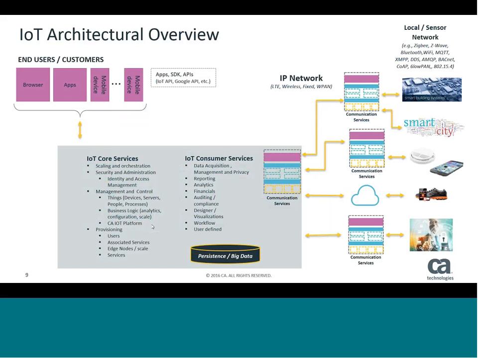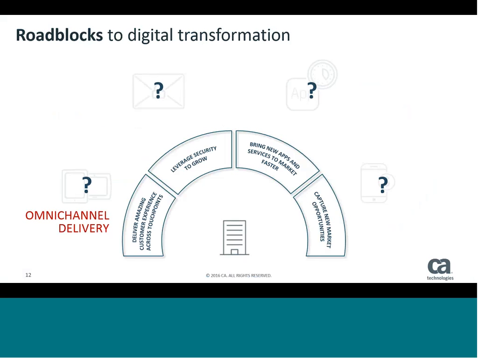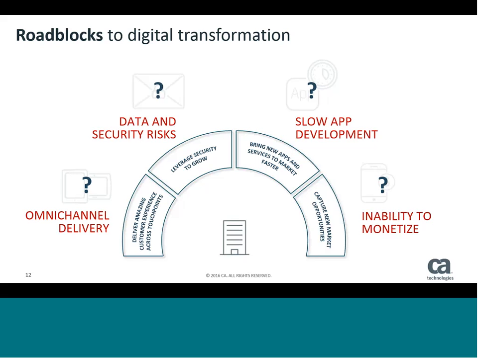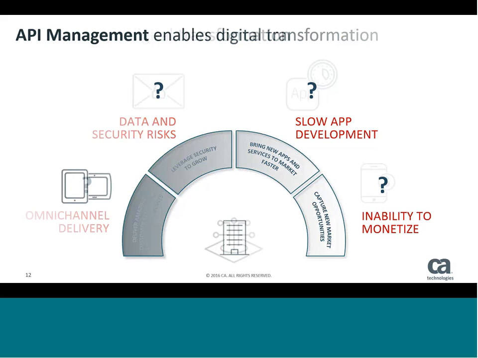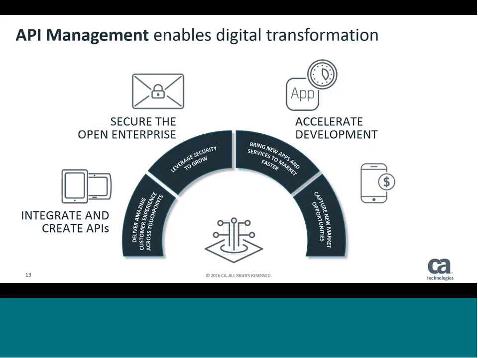So this is a much clearer picture of what that architecture could look like and what the things are that you need to consider. So how does CA API Management help, right? In terms of digital transformation, we talked about omnichannel delivery, not just mobile, IoT, and all that. But there are various other things to consider as well in terms of digital transformation, like data security risks, slow app development, and monetization, if you're not able to monetize your open APIs on the IoT devices that you put out there. How do you do all that?